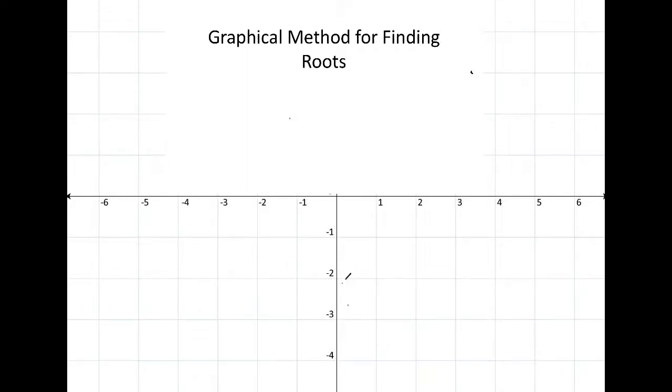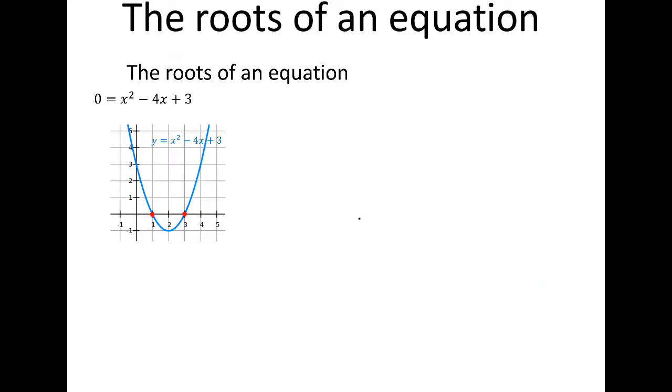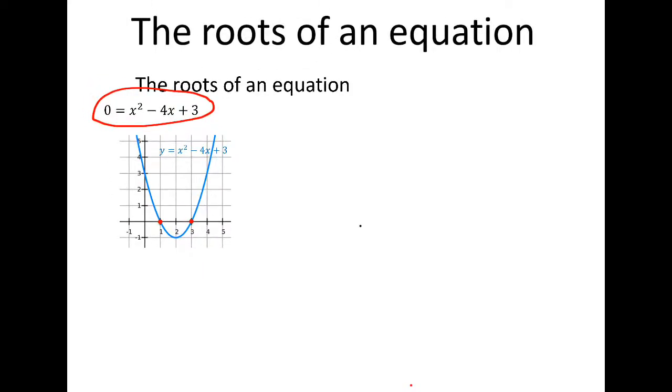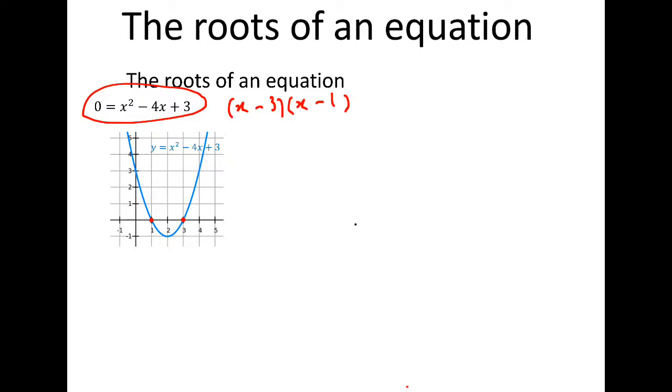In this section, we're going to solve these equations using graphical method. By solving, I mean finding the roots of an equation. Usually, an equation like this, we factorize. This equation is easy. It's easier to factorize, and factorize to give us a root of x equal to 3 and x equal to 1.